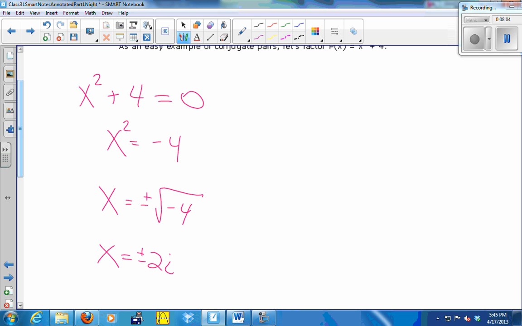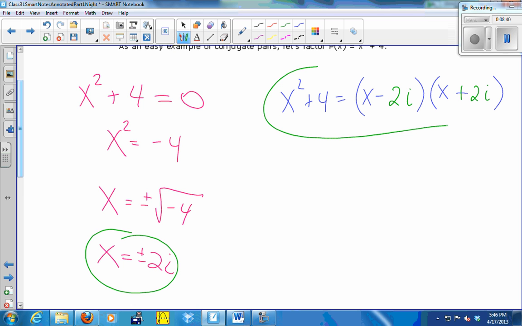All right, so I've got my zeros, which means if I know zeros, I know factors. So I can write x squared plus 4 as the product of 2 linear factors. I knew I was looking for 2 zeros because it was a second degree polynomial, which means I have 2 factors, x minus each of the zeros, x minus 2i and x minus negative 2i. So we get the zeros and the factors.